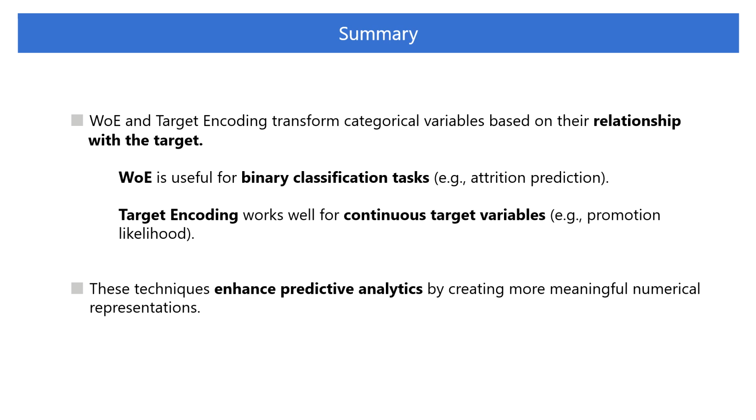Let's wrap up. Weight of evidence and target encoding transform categorical variables based on their relationship with the target. Weight of evidence is useful for binary classification tasks. Target encoding works well for continuous target variables. These techniques enhance predictive analytics by creating more meaningful numerical representations.